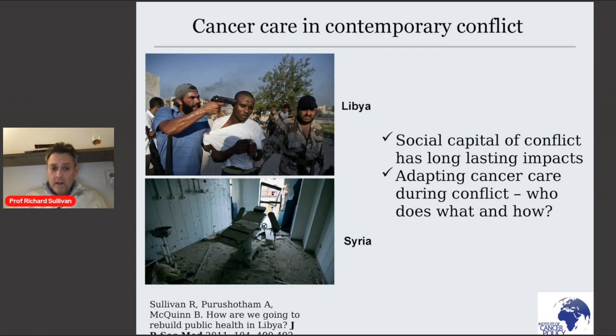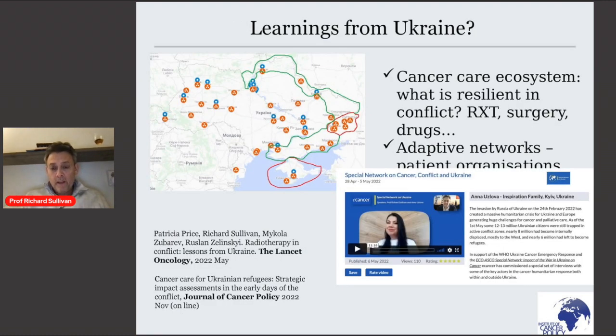The other question then comes in, what about adapting cancer care during conflict? Who does what and how? And part of the problem here, of course, is that cancer and palliative care is not a substantive element with many national non-governmental organizations. So there are significant challenges to go along with finding solutions.